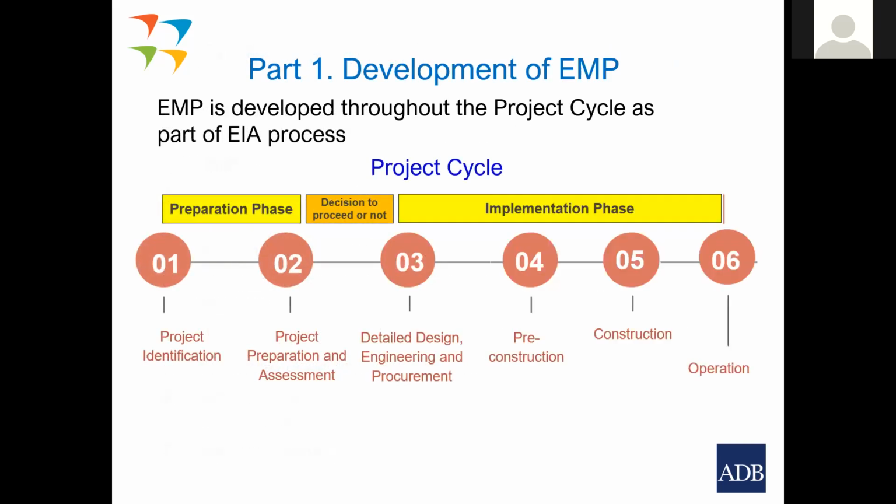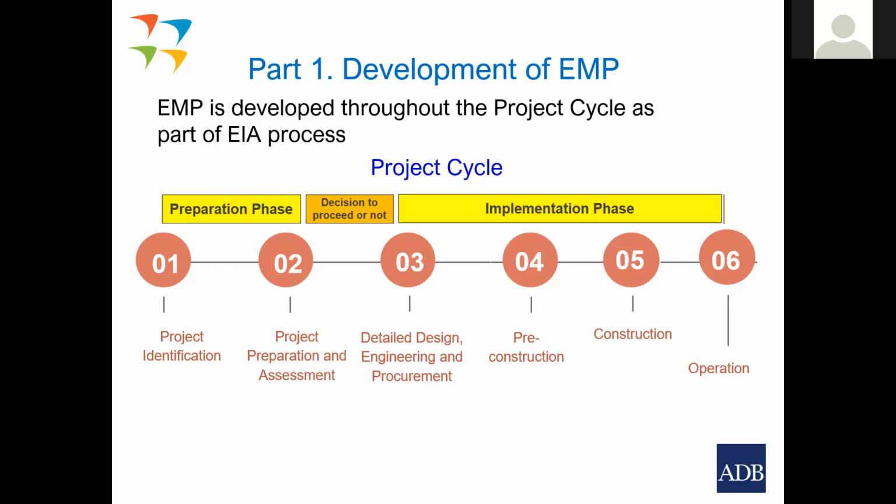So let's look at the project cycle. The environmental management plan is developed throughout the project cycle as part of the EIA process. Now, this is quite an important diagram. The project cycle consists of 6 stages. This is a typical project cycle that's funded by World Bank or Asian Development Bank or some other funder. We've got 6 stages and 2 main phases.